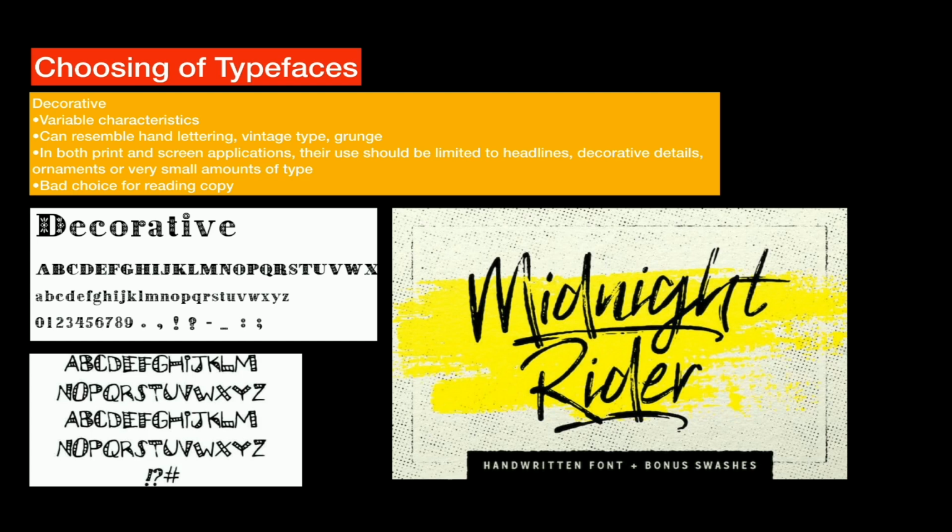Decorative. So decorative has variable characteristics, and you see Midnight Rider, which is handwritten, but it creates a different feel for our viewer. You'll see some things happening to where it looks like maybe it was spray painted, or it was cut out in wood block or things like that. So it's very decorative. It can resemble vintage type or grunge. You can use them in screen and print, but you again want to limit these to headlines, decorative details, ornaments, that kind of thing. It's not good, obviously, to use decorative fonts for reading copy.